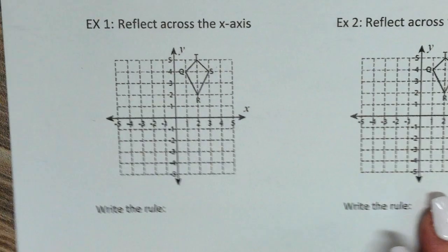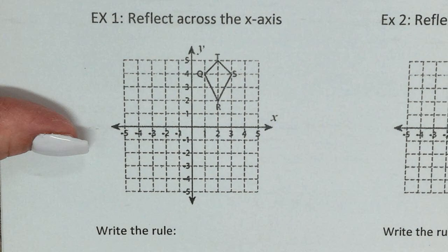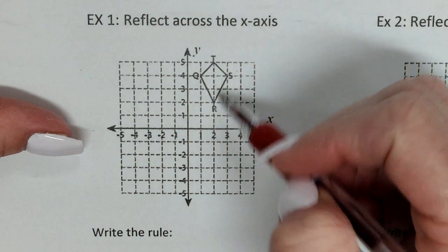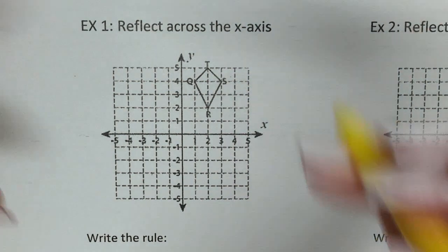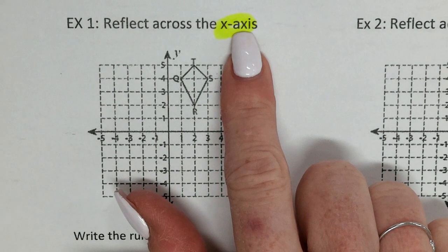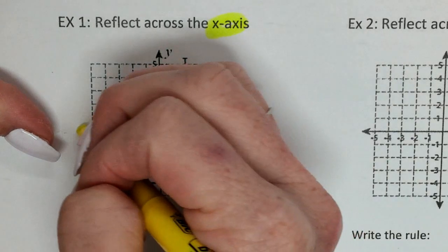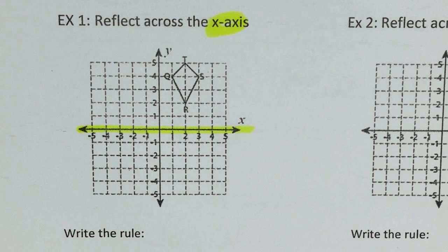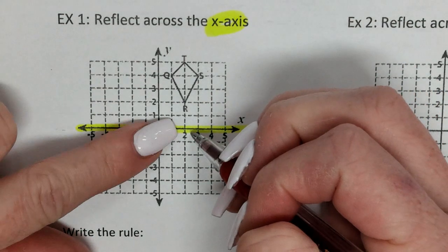We are going to draw a picture on this first example. We are going to reflect this kite-looking shape across what axis? How do I know that? Because it told me to. So I want you, if you have a highlighter, to highlight the x-axis. If you don't, see if the person sitting next to you can let you use theirs real quick. Or you can use a red pen, just shade that x-axis for me. Everybody good? We are going to reflect this shape across this axis.